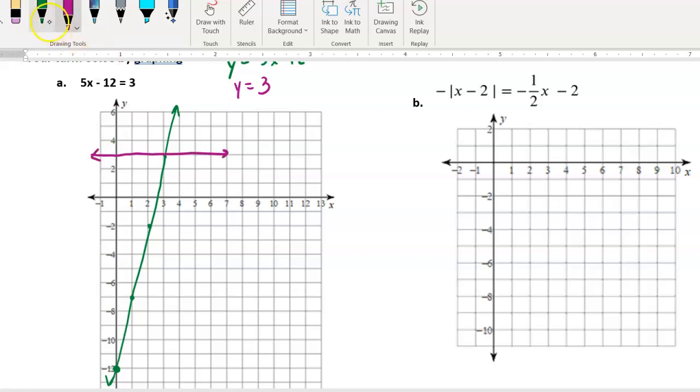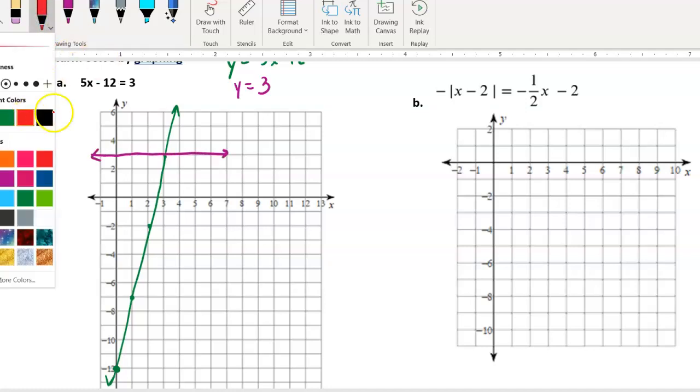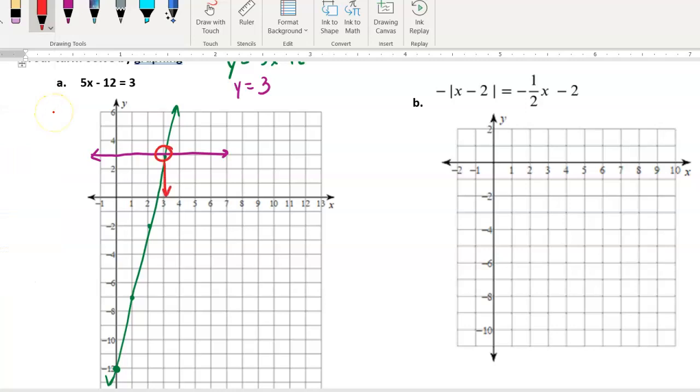And then y equals 3. There's just a horizontal line where y is 3, and that's the only spot where they intersect, which is right here, and that is where x equals 3. So the solution is x equals 3 for that first one.